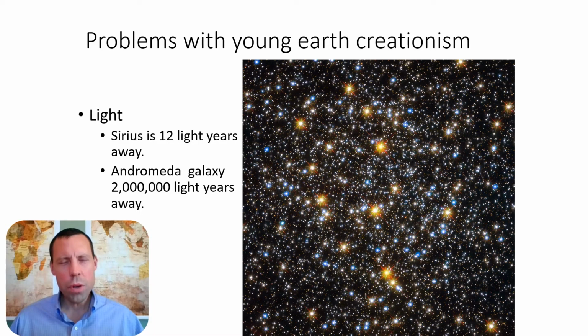Following Newman, let's trace some of the problems of young Earth creationism. The first problem has to do with the distance of stars away from the Earth and the speed of light. Now, it's been calculated that Sirius is our nearest star. It's about 12 light years away. And it's also been calculated that the Andromeda Galaxy is about 2 million light years away. Now, if you think about it, that ought to cause a problem. You see, if the Earth was only 6,000 to 10,000 years old, then there would be no possibility that we would see a galaxy that was 2 million light years away.